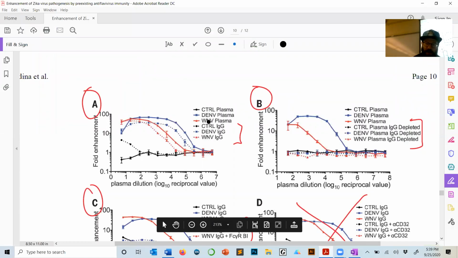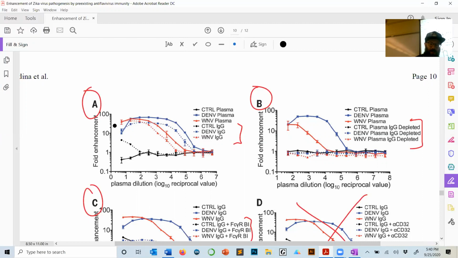So here's the infection of Zika virus, the red solid line. If the plasma was derived from a patient that had West Nile virus, it's higher than the control. So you're seeing enhanced infectivity. And if you don't use the plasma, but you use the extracted IgG, it looks the same. It's the dotted red versus the solid red. They look the same. And the same thing for blue. So what this is saying is essentially this effect that you're seeing of enhancement is because of the IgG protein. Does that make sense? Yes? Okay.